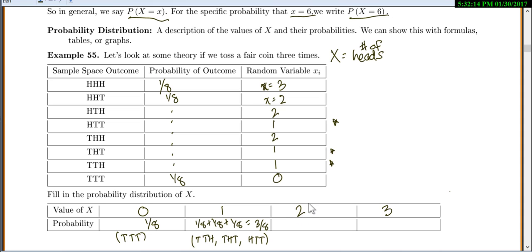For the 2, you do the same thing. How can I get a 2? There were 3 different ways. So 1/8 plus 1/8 plus 1/8 would once again be 3/8. And to get 3 heads, the only way is head, head, head, so that would just be 1/8. This would be a full probability distribution. If you write out a table like this, you have each value of x and each probability. That counts as your probability distribution.